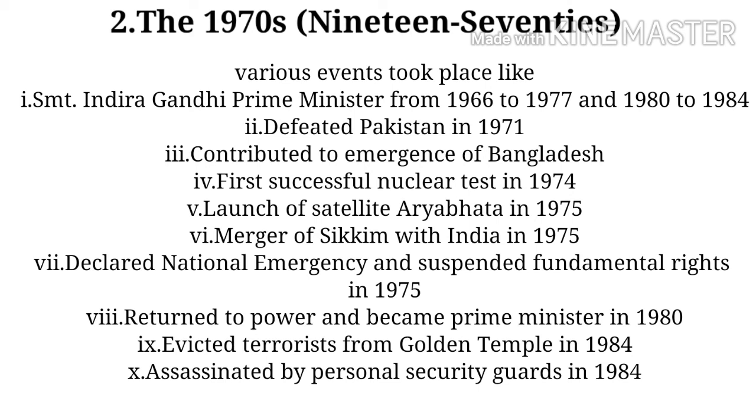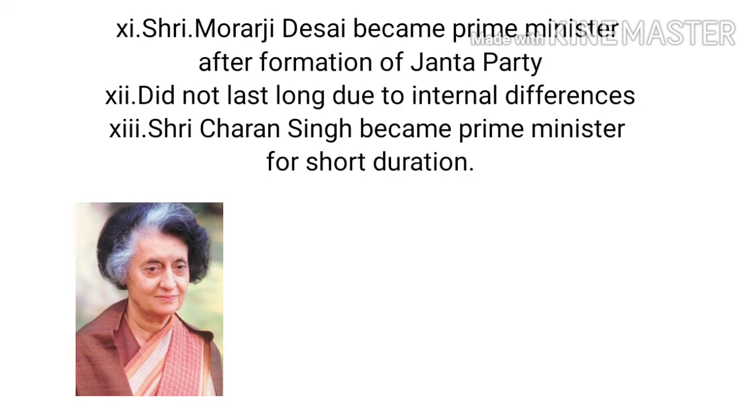Returned to power and became Prime Minister in 1980, evicted terrorists from the Golden Temple, and in 1984 was assassinated by personal security guards. Shri Desai became Prime Minister after formation of the Janta Party, which did not last long due to internal differences. Shri Charan Singh became Prime Minister for a short duration.